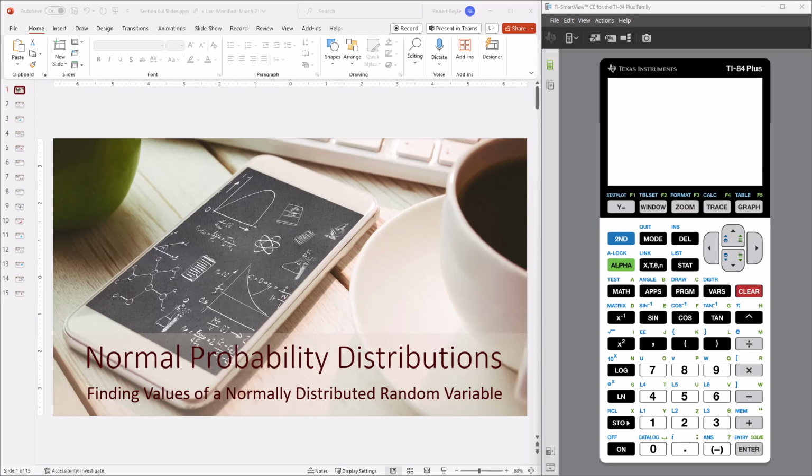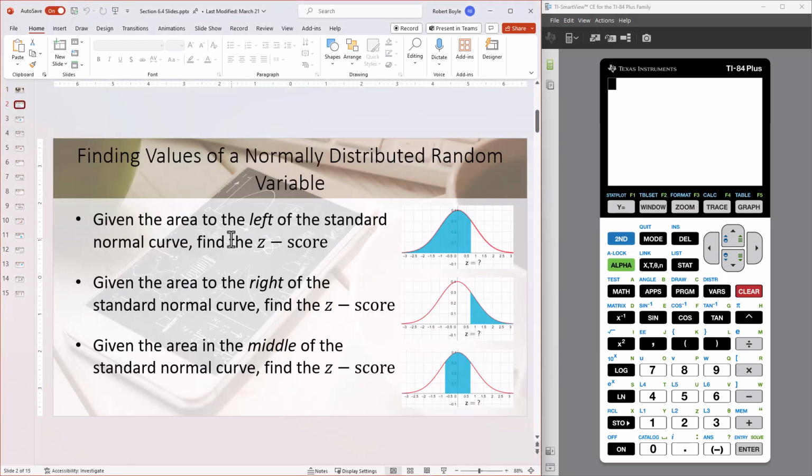Hi everybody. In this video we are going to go over section 4 of chapter 6, and here we are going to try to find values of a normally distributed random variable. Specifically, in this particular section, we are going to be given a probability and we need to find the z-score associated with that probability. For example, we'll be given the area.